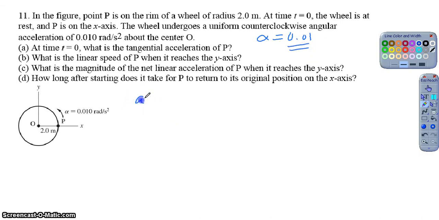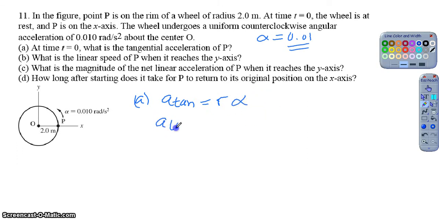Okay, so for part A, the question is, how do I find the tangential acceleration? And notice this doesn't ask for the total linear acceleration. That actually comes up later. Part A is just asking for the tangential acceleration. Okay, so the tangential acceleration is the one of our two linear accelerations that relates to the angular one. And it relates to it the same way that we've seen some of the other linear measurements relate. The tangential acceleration equals my radius times my angular acceleration.